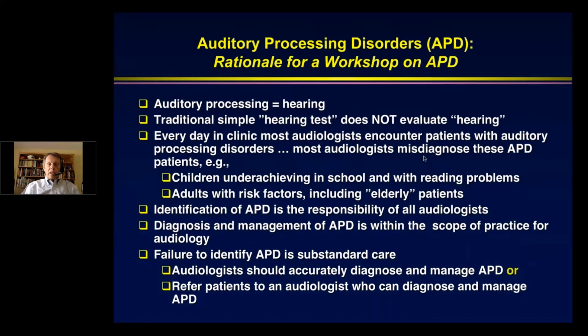So here's a summary of the rationale for this workshop. I've already hinted at the first bullet point here. Auditory processing is hearing. And if we don't evaluate auditory processing, we really haven't evaluated hearing. The average audiologist focuses on the ear, not the brain, and is quite content to evaluate hearing sensitivity and perhaps word recognition. But those are both very simple tasks. They're not really going to provide much information about how a person can actually communicate.